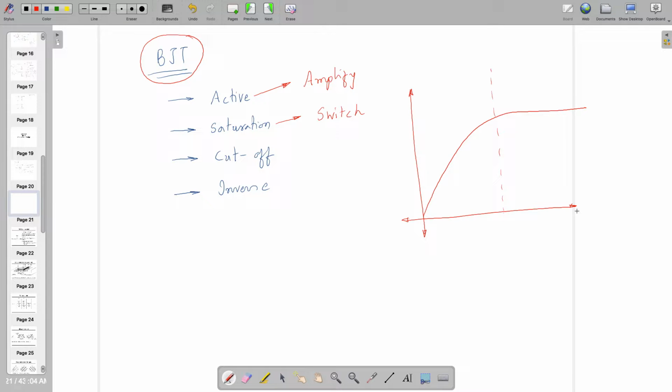Right? So you must have studied this one. This is saturation, and this is active. In active mode of operation only, the equations of IC and IB are valid. Otherwise, they are not valid, by the way.